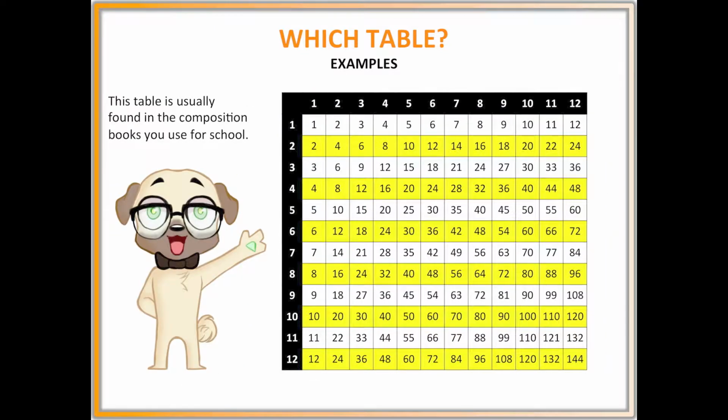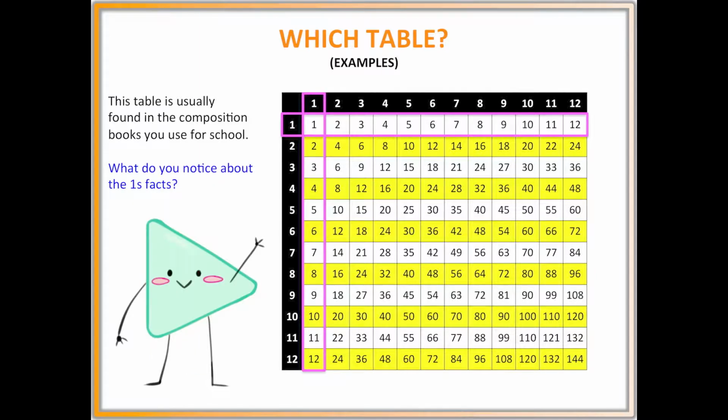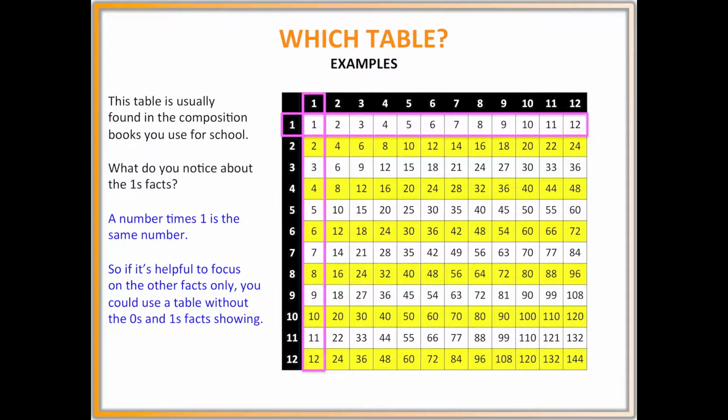The other commonly used table is the 1s to 12s facts. You may have noticed one in a composition book you use in school. What do you notice about the 1s facts? A number multiplied by 1 is the same number. So once you're confident in the 0s and 1s facts, you could use a table that starts with the 2s facts if it helps you to focus better on what you still need to learn.